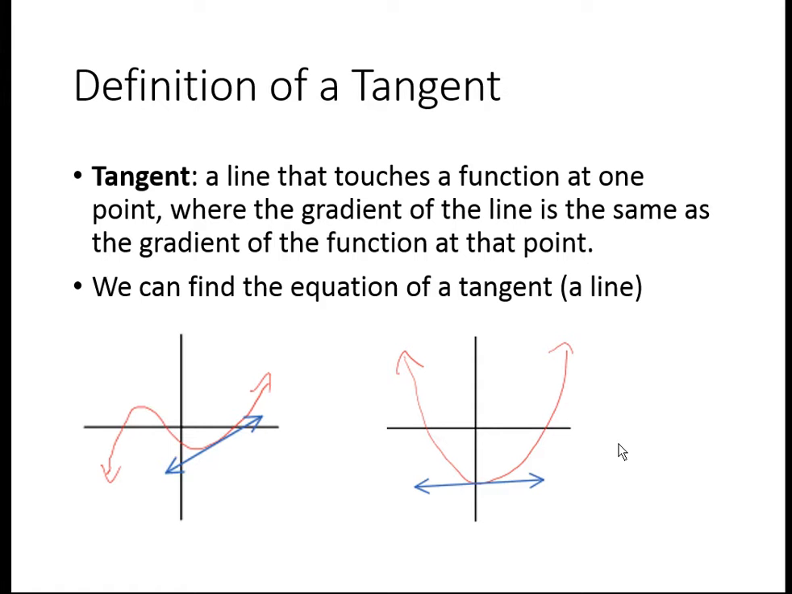Just a reminder of what a tangent actually is. That's a line that touches a function at exactly one point. Remember, that's our instantaneous rate of change. This is where the gradient of that line is the same as the gradient of the function at that point. So essentially the gradient is the derivative. And we can find the equation of these tangents very similarly to how we would find the equation of any line. We're just going to use the derivative to get the gradient.